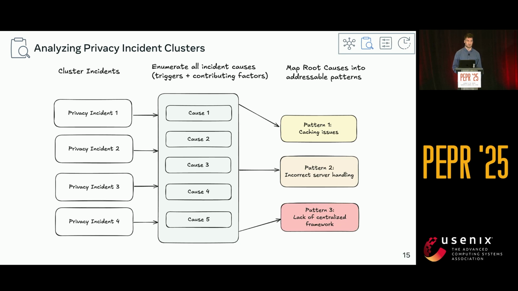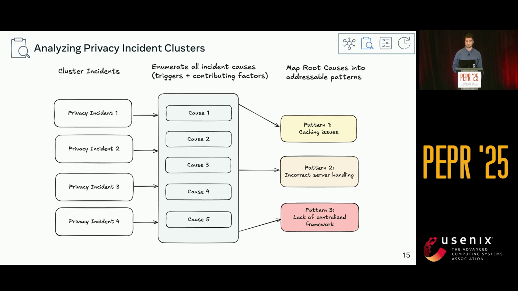Once we've selected a cluster, how does the analysis work? We start by reviewing each incident and enumerating all of the collective triggers and contributing factors. Most incidents have more than one specific cause and can share overlapping causes with other privacy incidents. After doing this, the next step is to distill these into patterns of root causes that collectively cover all of the incidents in that cluster.